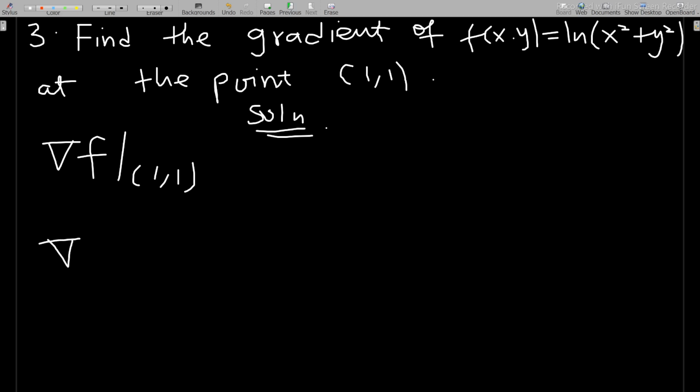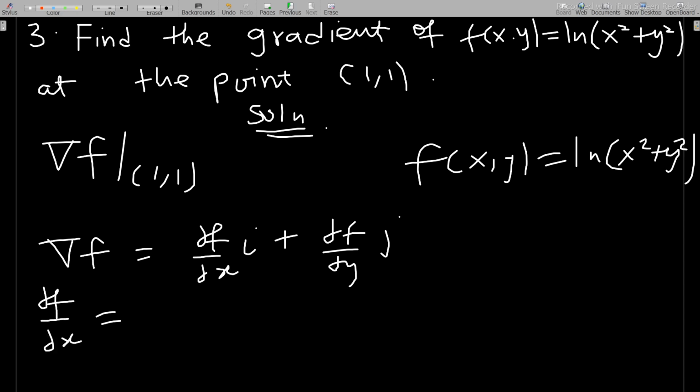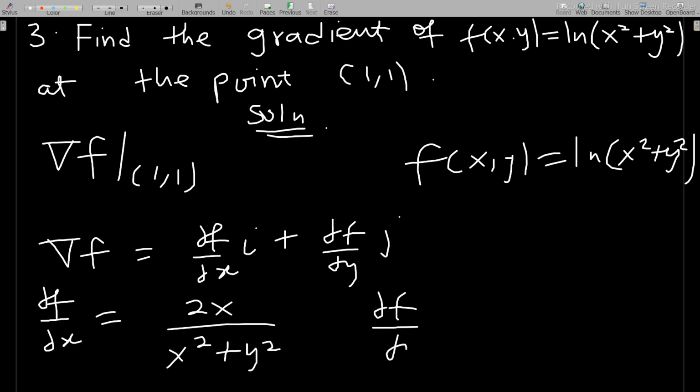Okay, the del function actually gives you a vector function at the end of your calculation. So del f, or the grad, the gradient is, the del is the same as the grad. Okay, grad of f. All right, I hope you understand. All right, so del f is equal to del f del x i plus del f del y j. Okay, if you remember, we know that f of xy is equal to ln of the expression x squared plus y squared. Okay, now del x is simply 2x over x squared plus y squared, and then del y is also equal to 2y over x squared plus y squared.